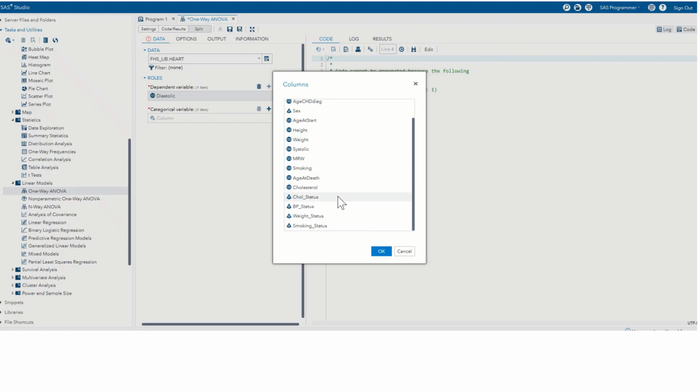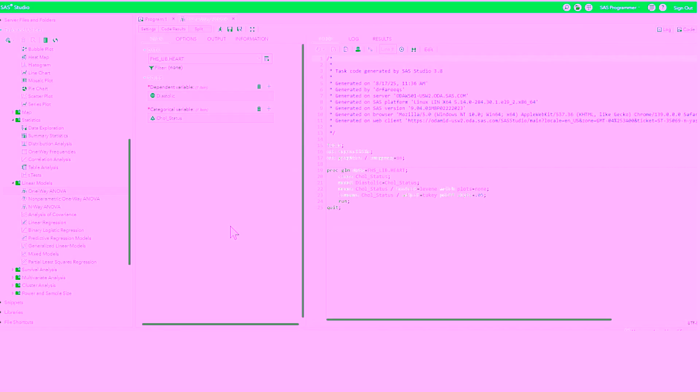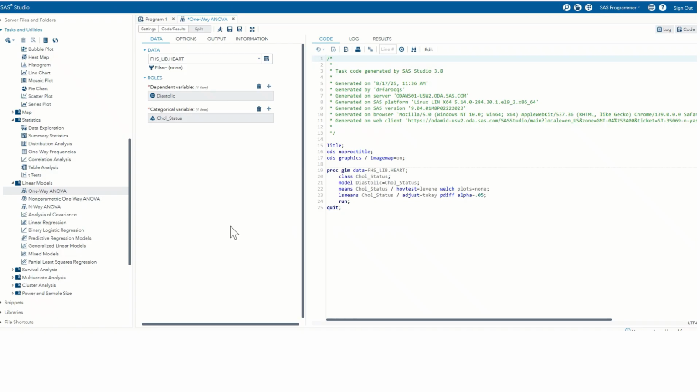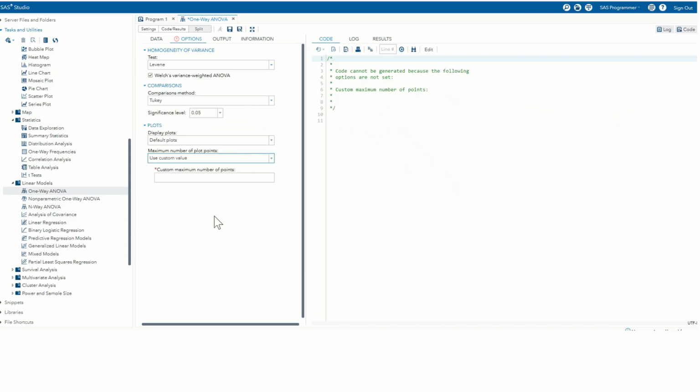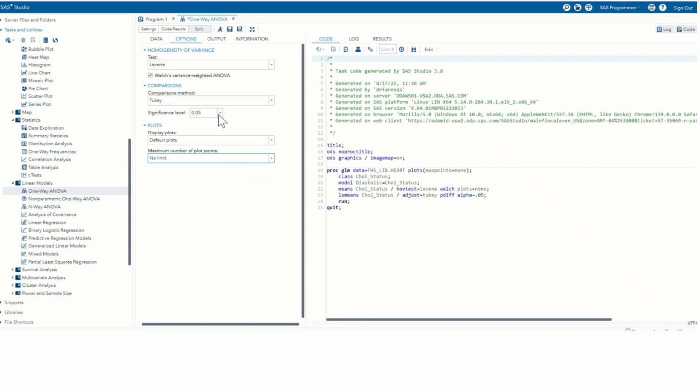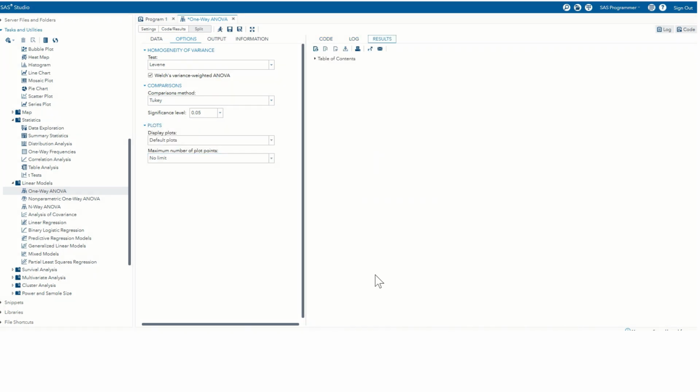So in this case, we will be seeing if there is a statistically significant difference in the three cholesterol status categories when it comes to the mean diastolic blood pressure. Okay, so in the options tab, I'm going to keep all the default options. The only thing which I'm going to change is the maximum number of plot points. I will change it to no limits. Okay, and I will submit the code.